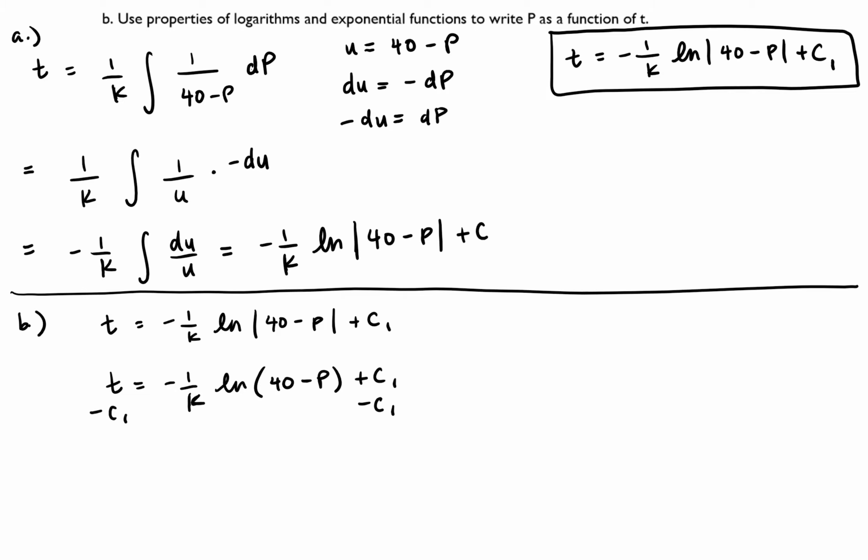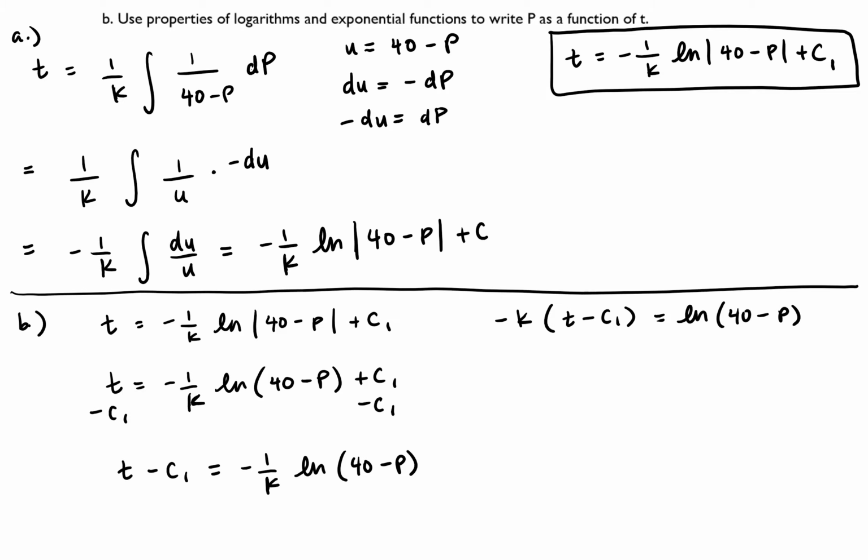Now, our goal is to solve for p, so I'm going to subtract our constant on both sides. So I have t minus c1 is equal to negative 1 over k times the natural log of 40 minus p. And then what we want to do is multiply both sides by negative k. So if we do that, we get negative k times t minus c sub 1, and that's equal to the natural log of 40 minus p. And so, again, we're solving for p.